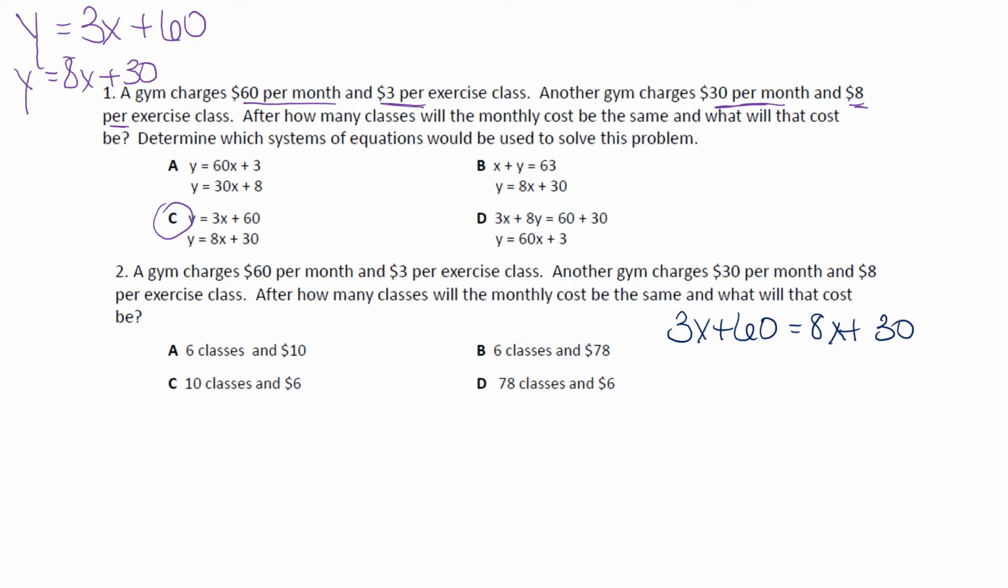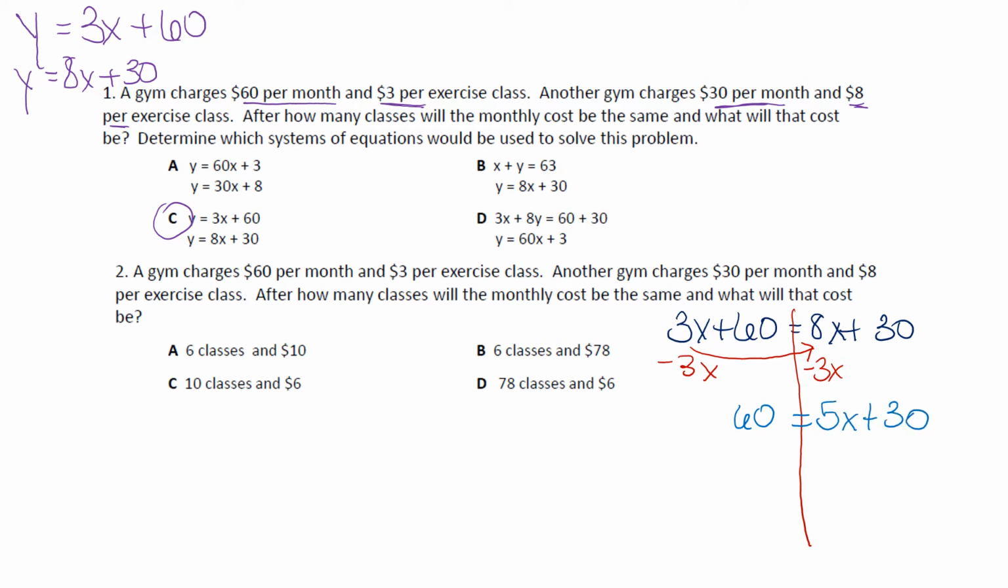We need to get our x's to the same side of the equal sign. And so I would move my 3x here. That way I'm not dealing with a lot of negatives. So the opposite of positive 3x would be a negative 3x on both sides. That's going to leave me with 60 equals 8 minus 3 would be 5, keep your x, plus 30.